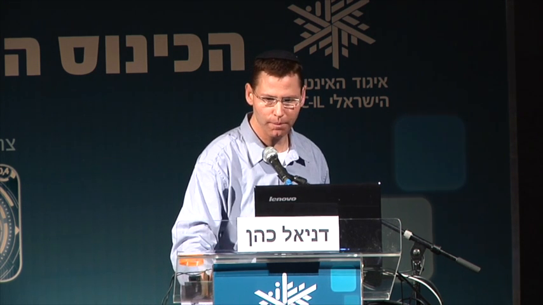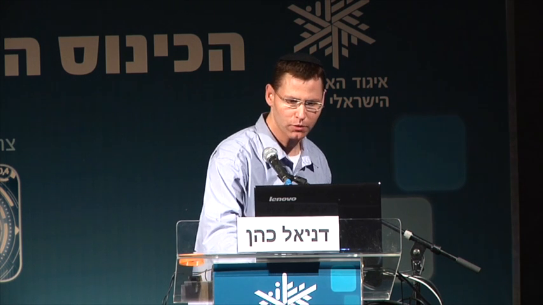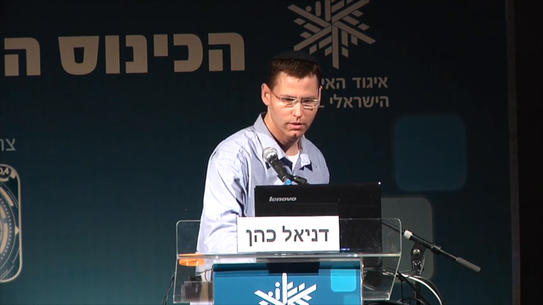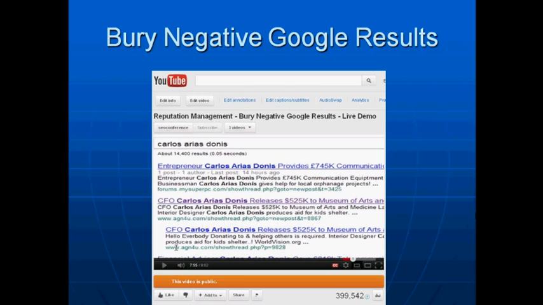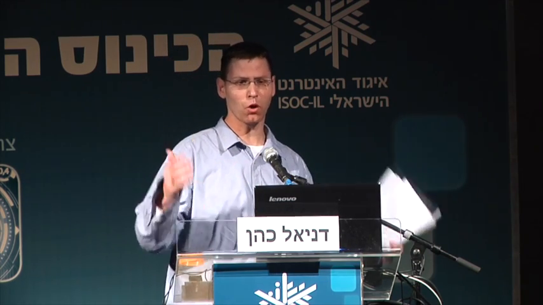Once again, just going back real fast. I don't know if you can see inside of this video. Well, here. You'll notice that if you look at the original video, this guy, Carlos Arias Donis, had appeared as a murderer. And today, entrepreneurial Carlos Arias Donis provides £745,000. A CFO, I made a bunch of different titles and saturated Google, MSN, and Yahoo, or hundreds of thousands of forums, blogs, and message boards.